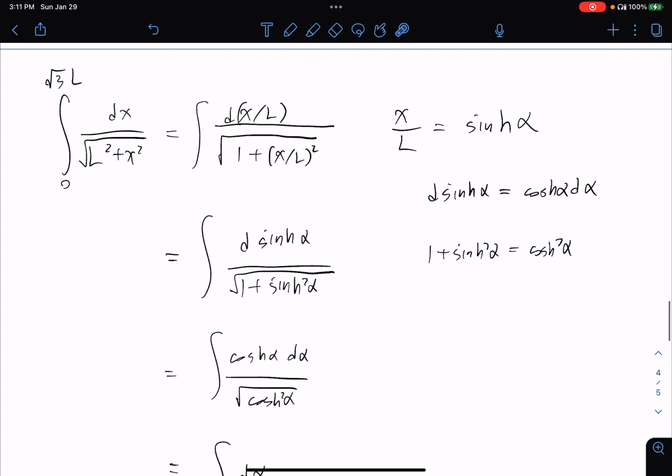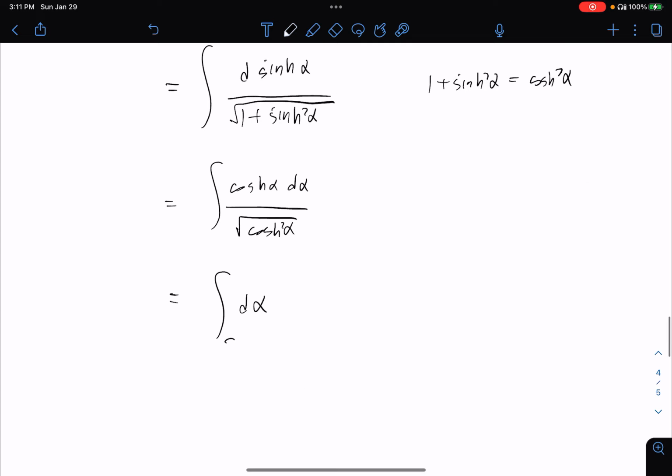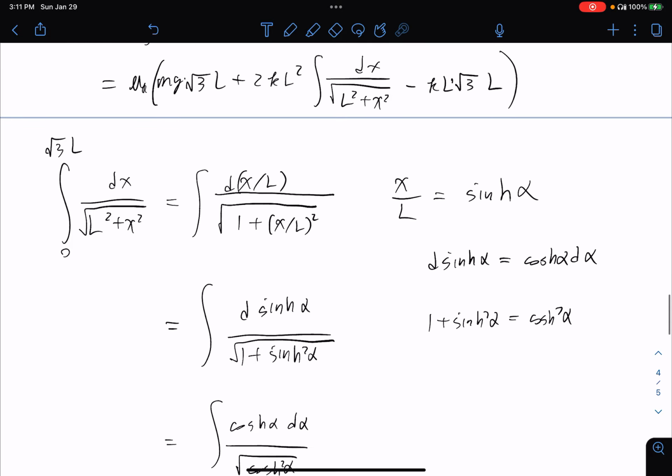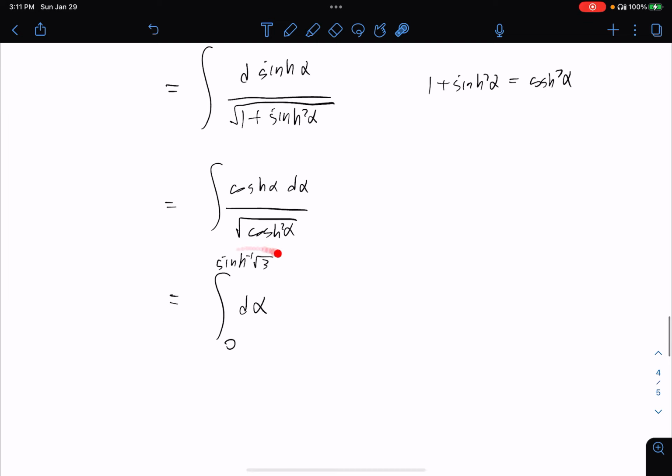And when x is 0, sinh alpha will be 0, which means alpha will be 0. So I'm integrating from 0 to arcsinh square root of 3. Because when x is square root of 3 L, this thing is square root of 3, so sinh alpha equals square root of 3, which means alpha equals arcsinh square root of 3. So this will give me sinh arcsinh square root of 3.